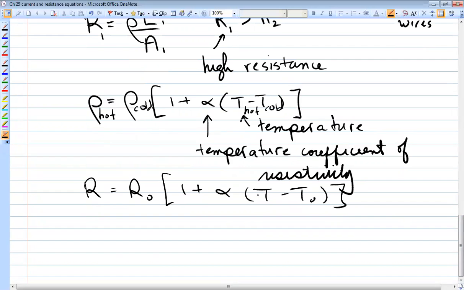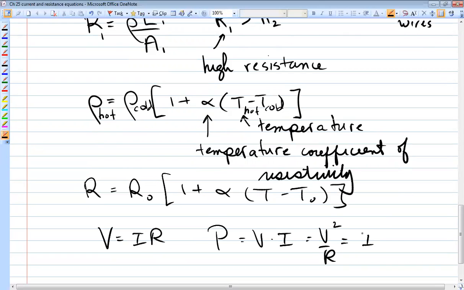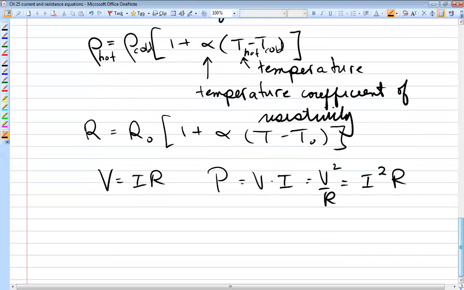Okay, so those are really the important equations you're going to need for your assignments. The standard form of Ohm's law, V equals IR, that's pretty basic. Electrical power, you would have seen this before. It's voltage times current. Put in Ohm's law, and you're going to get V squared over R or I squared R. Okay, so that's probably good for this video.